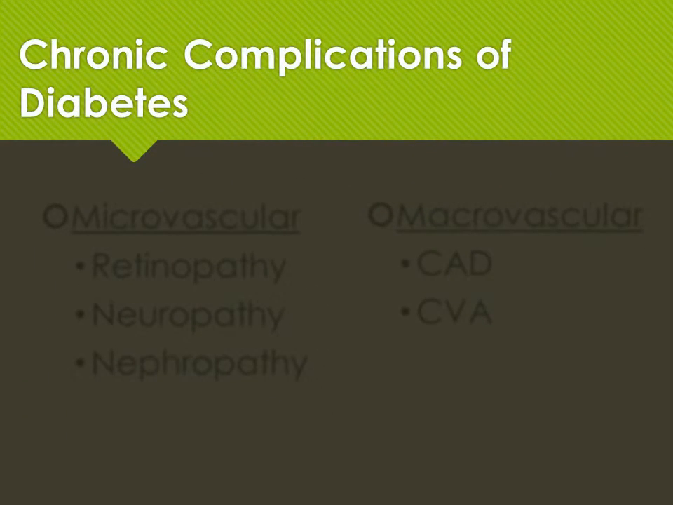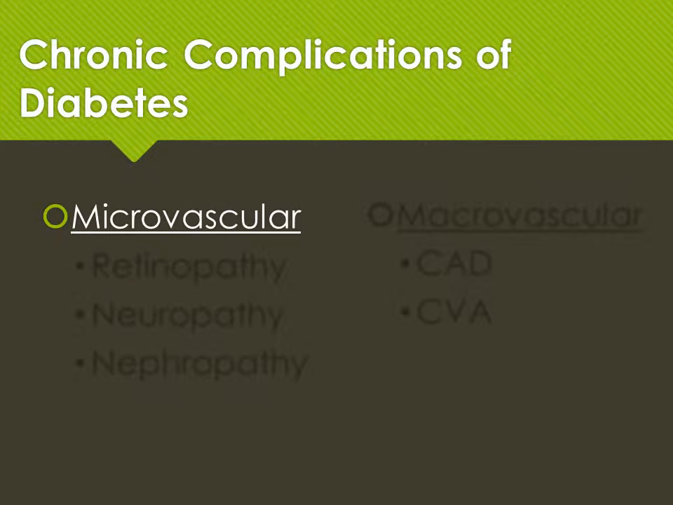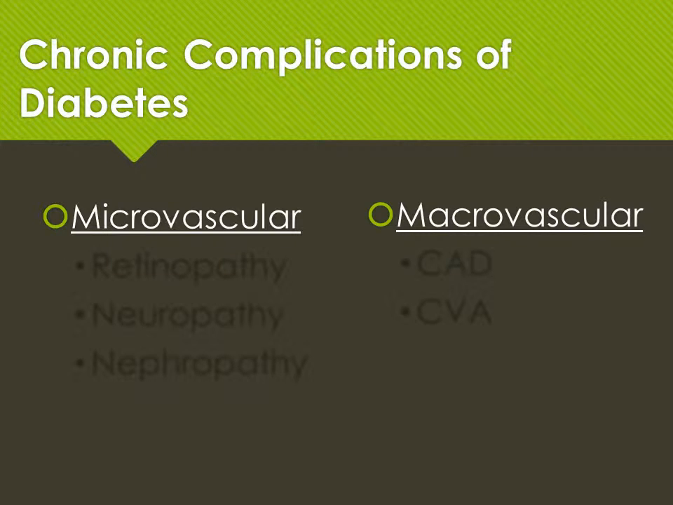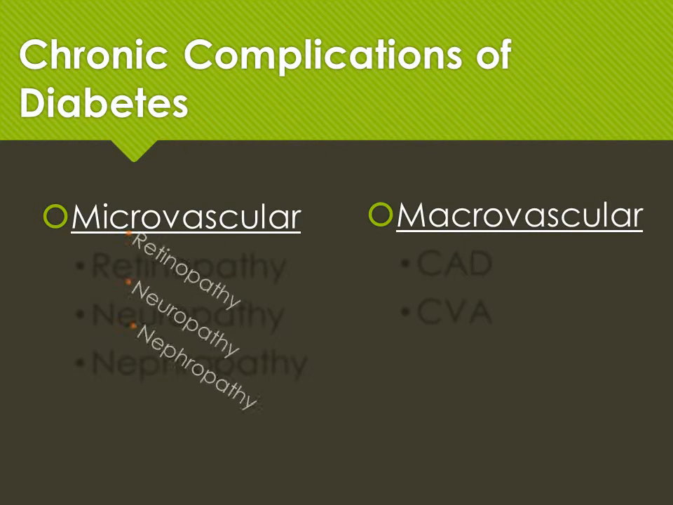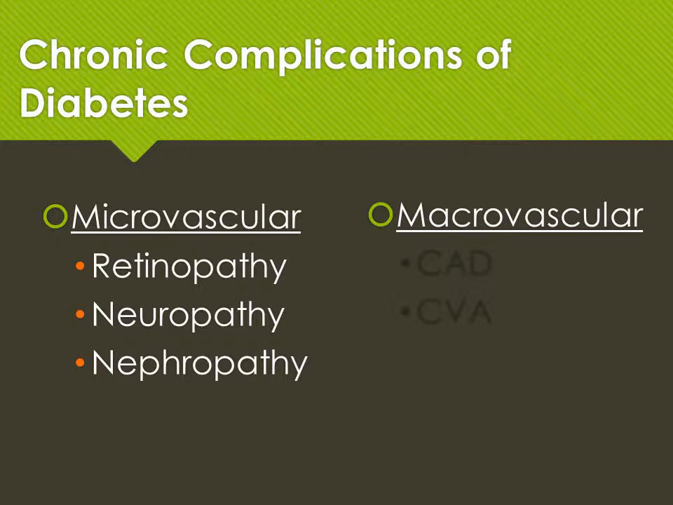Okay, so let's discuss some chronic complications of diabetes mellitus. These chronic complications can either be microvascular or macrovascular. Microvascular, the patient will experience retinopathy, neuropathy, and nephropathy. For macrovascular, the patient will experience cardiovascular disease and cerebrovascular disease.